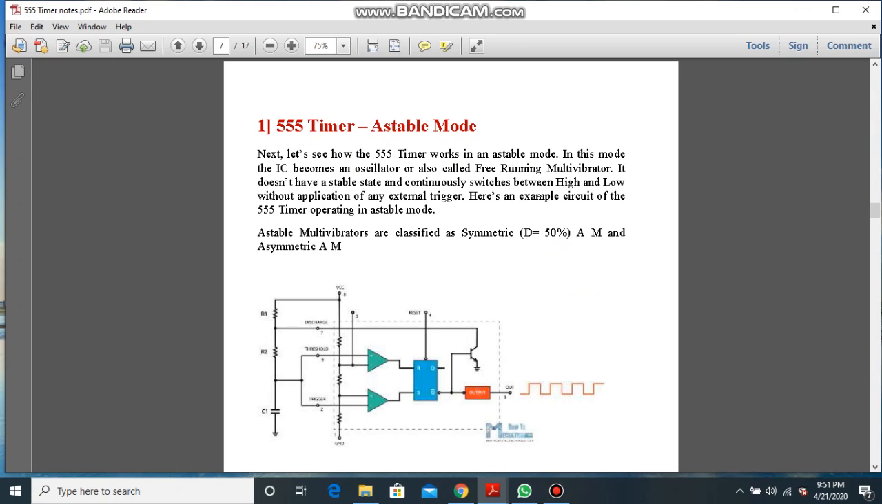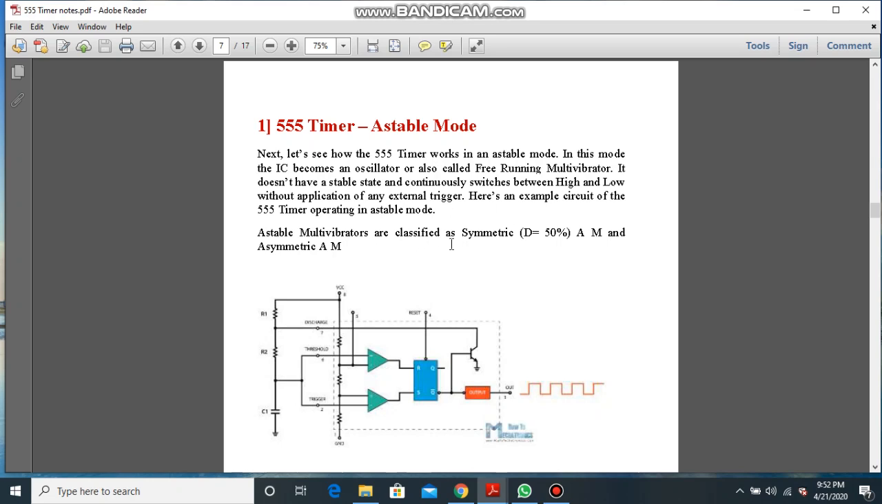Now we will discuss its applications. The first application is the 555 timer in astable mode. It is also known as a free running multivibrator. It doesn't have a stable state and continuously switches between high and low values of voltage without application of any external trigger. Here's an example circuit of a 555 timer.